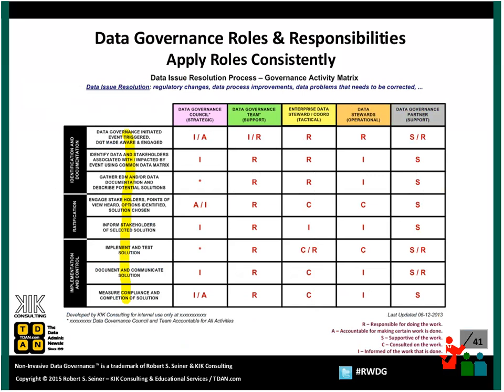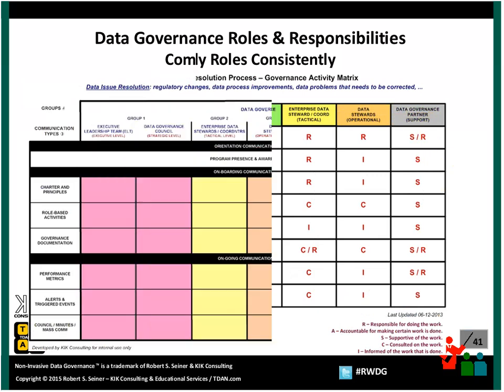We have the different roles associated with the program. And again, we use the idea of RACI or RASCI, whatever you want to call it these days, to identify who's responsible, who's accountable, who's supportive, who's consulted, and who just needs to be informed along the way. So again, it's a matter of taking existing processes and applying governance to it rather than redefining the processes all new and calling them all data governance processes.